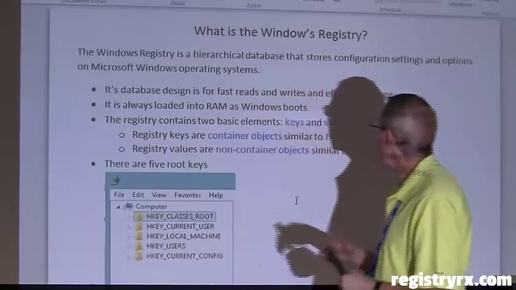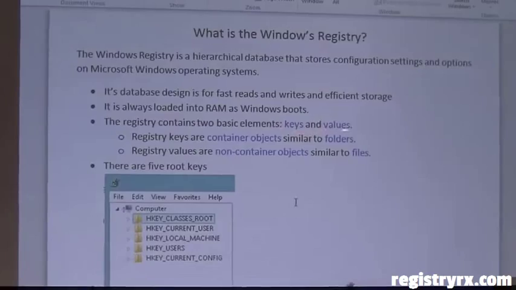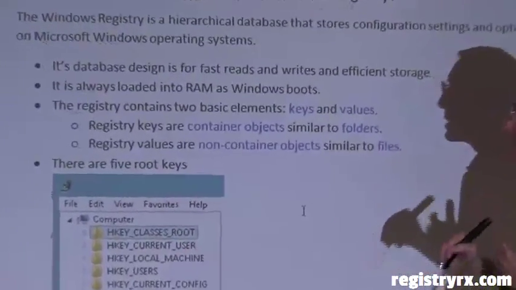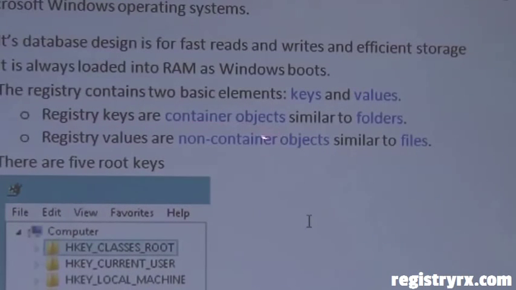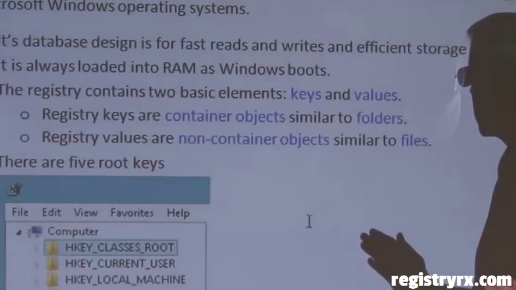We'll get into that in a minute. The registry contains two basic elements, keys and values. Now, listen to me carefully. In defining what a registry key is, it's called a container object, and it is similar, notice I'm using the word similar, but not a what?